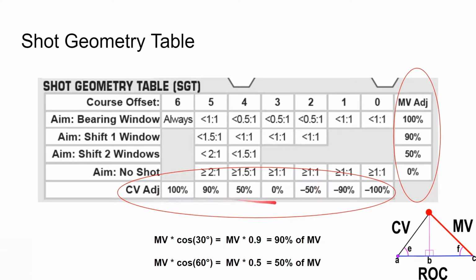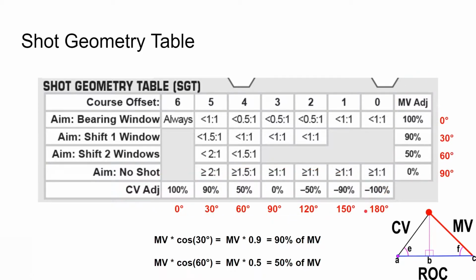Crossing vector, interestingly enough, we can go negative because the ship can be flying away from you or towards you. If it's coming towards you, it's adding its velocity to the shot, so you have the positive adjustment. If it's flying away from you, your shot has to catch up to it, hence it has the negative adjustment. All these values right here correspond to these angles.